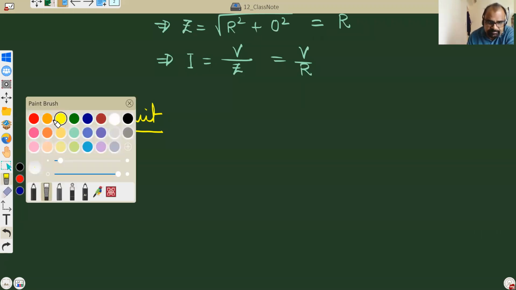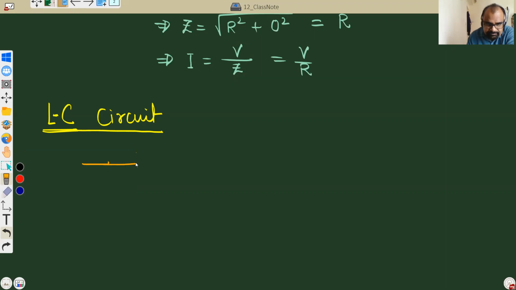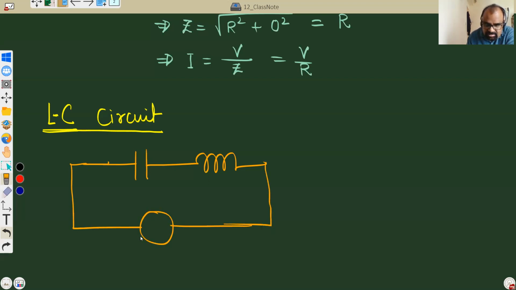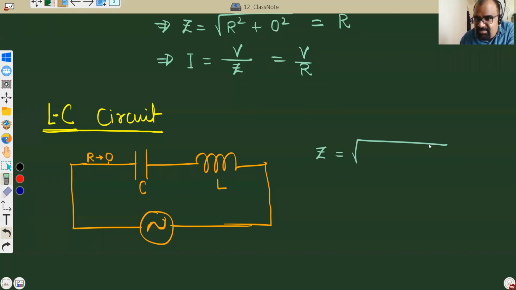So this is the source voltage, this is the capacitor, this is the inductor, and the resistance is 0. In this case, we don't have to do any special thing. Here, what will become the impedance? The impedance is, as you know, this. Now put R equal to 0.